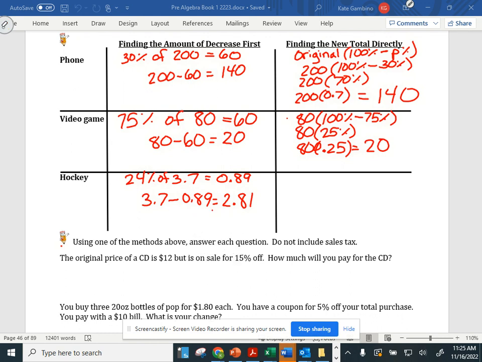If we were to do it with that original amount, 3.7 times 100% minus 24%. So 3.7 times 76%.